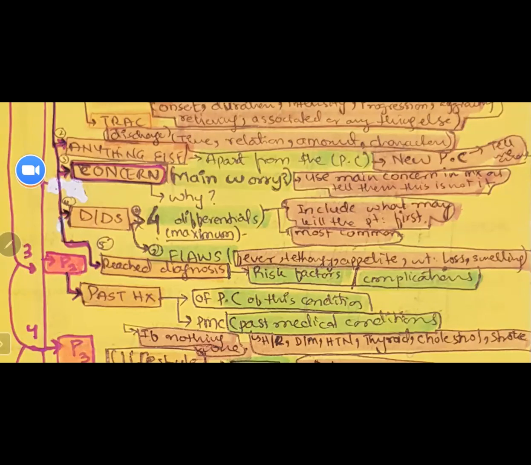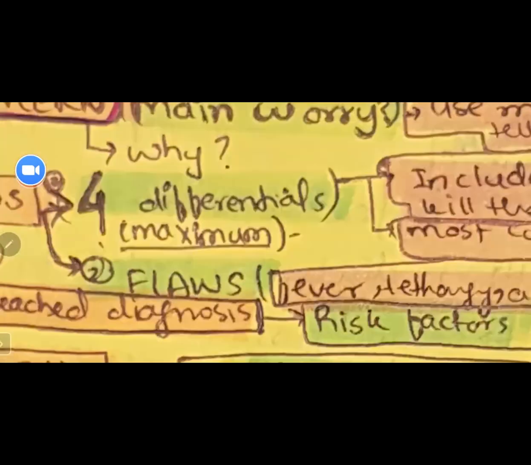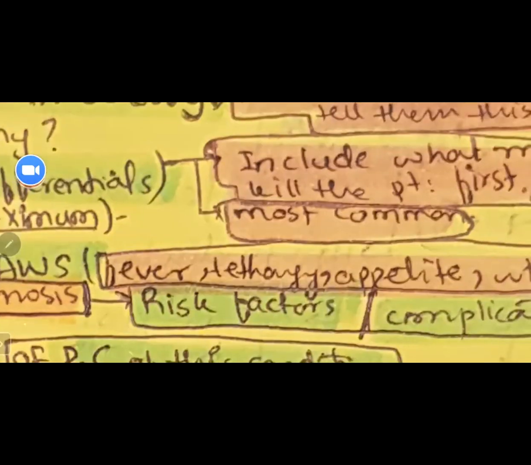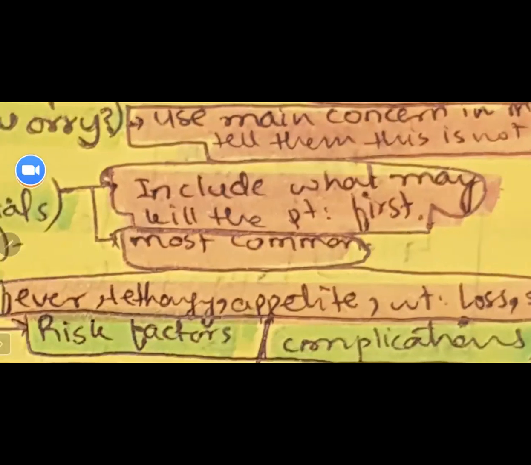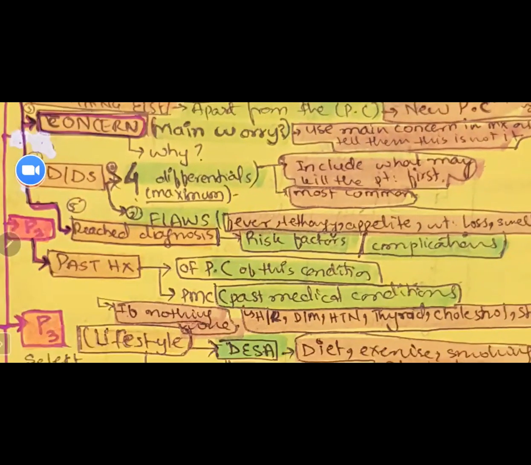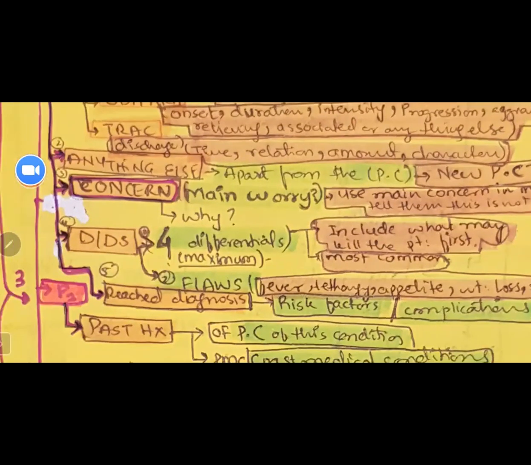Now you have to ask differentials. After you're done with the presenting complaint, and the person told you, I think this is because my father had it, I might have it too, then you need to do differentials, at least 4 differentials. So chest pain, 4 differentials. You're going to include things that could kill the patient, for example, pulmonary embolism, heart failure, an MI, or an aortic aneurysm. Those are the ones that could kill the patient, right?